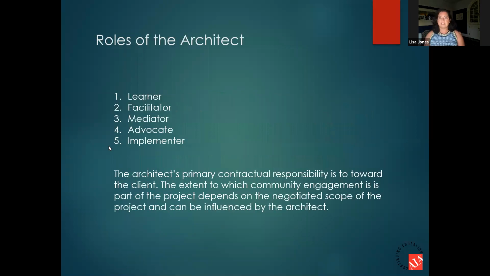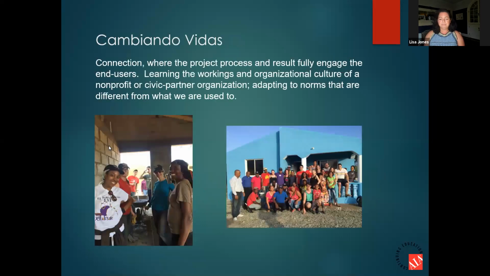So the roles of the architect in community engagement are five. We are learners, facilitators, mediators, advocates, and implementers. As I mentioned, the primary role is to the client, but it's important to have eyes and ears open to understand how the other parties are being affected by the decisions we're making, and to be aware of conscious and subconscious responses by the clients and by the community participants.